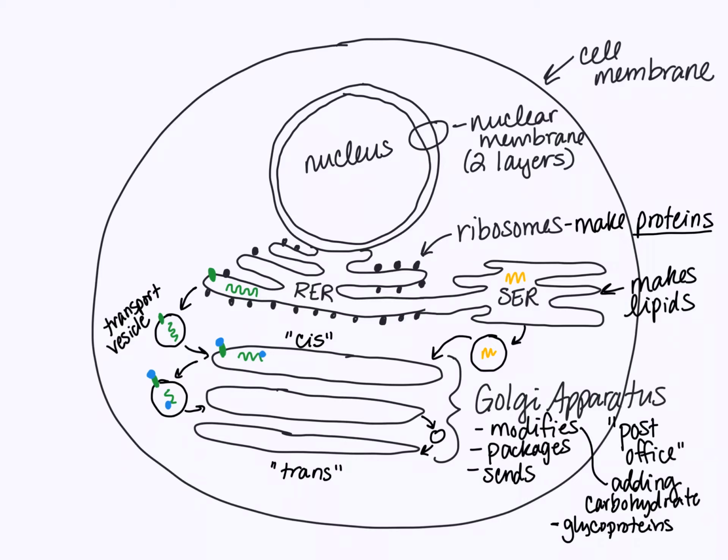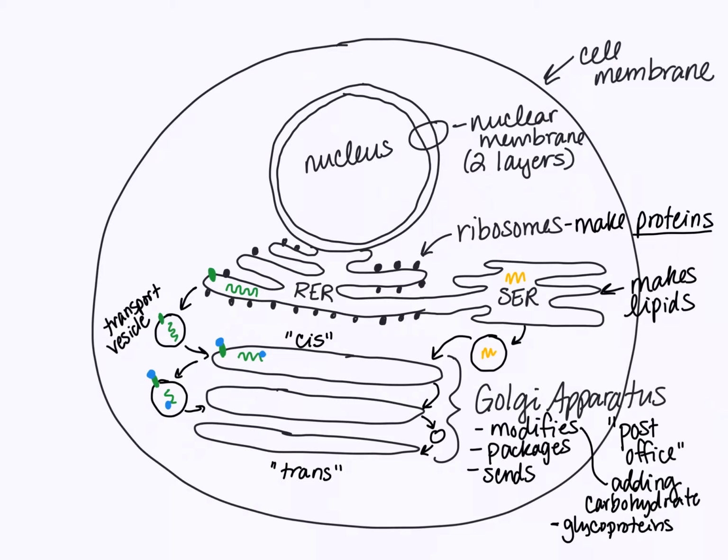And so those lipid products get passed through the Golgi apparatus from one stack to the next, and they get modified along the way. So once again, they might get a carbohydrate added to them to make something called a glycolipid, or they might have something else added to them. So they just get modified in some way. And they're also going to be packaged and prepared to be sent out to another structure.